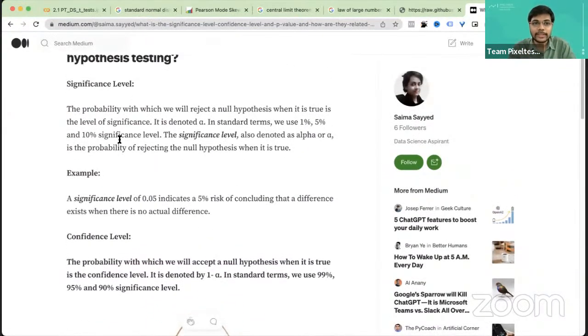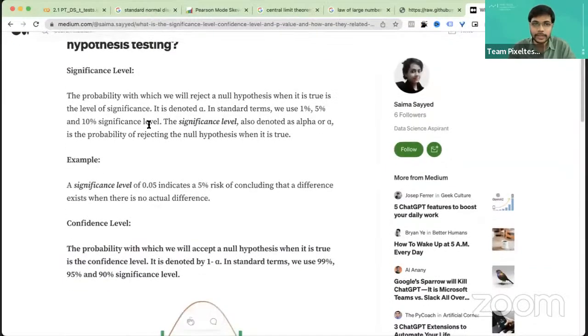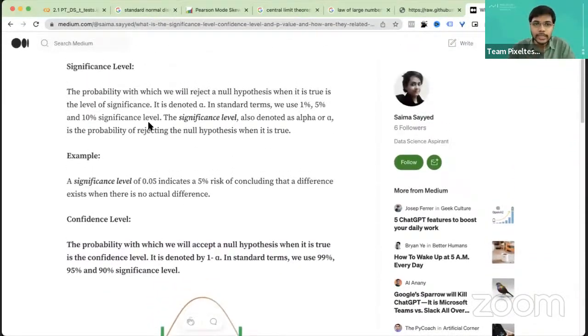The significance level is the probability with which we will reject a null hypothesis when it is true, right? It is denoted by alpha. In standard terms, we use a 1% significance level, 5% significance level, or 10% significance level. So the significance level, also denoted as alpha, is the probability of rejecting the null hypothesis when it is true, right?